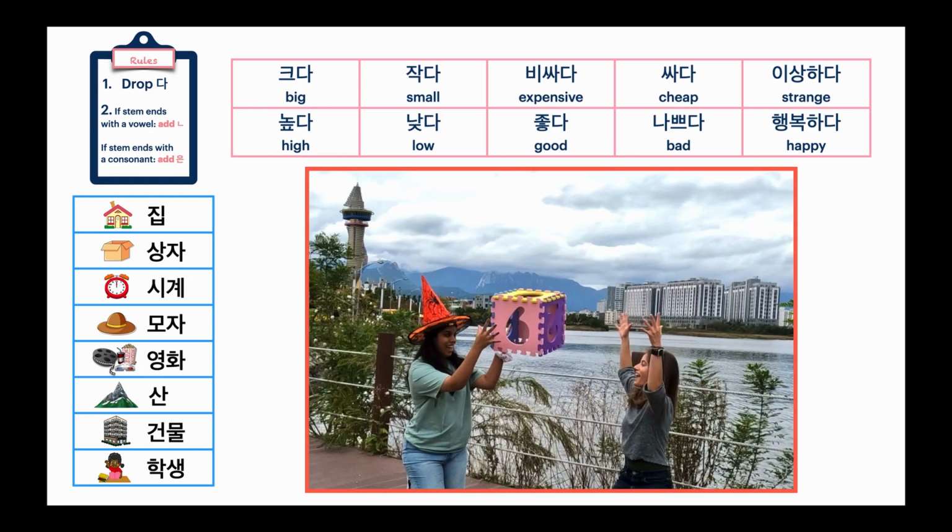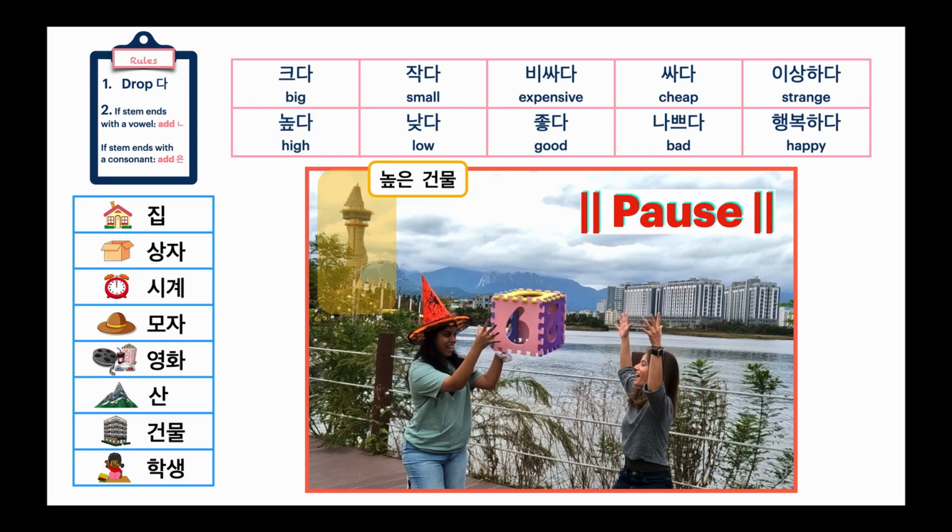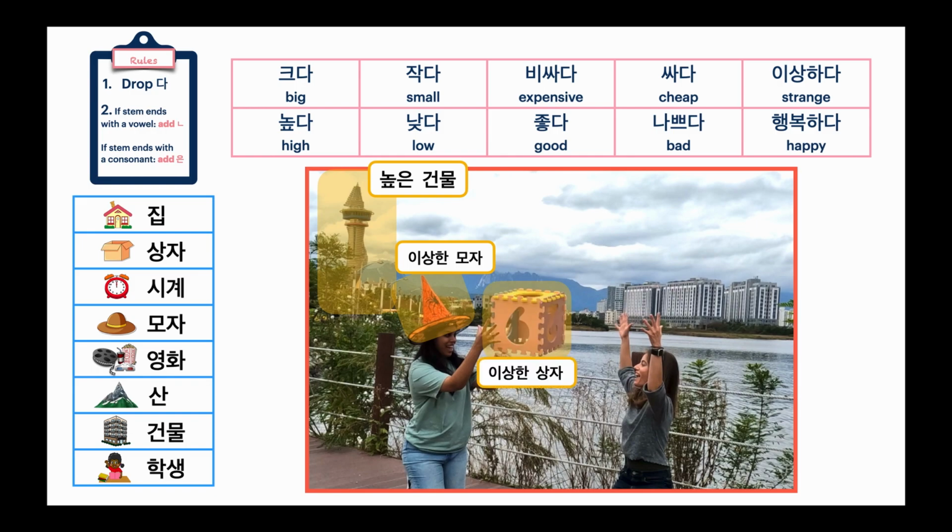Okay, here's a picture of my friend and I doing totally normal things around town. Can you name 3 things you see in this picture? For example, I see a 높은 건물. Go ahead and pause and see if you can find at least 1 or 2 other things. You might have said 이상한 모자, 이상한 상자, 높은 건물, 낮은 건물, or 높은 산 in the background here. Or are these 낮은 산? I promise they're 높은 산, but in this picture they do look like 낮은 산. And of course, any other items you might have said are okay too.